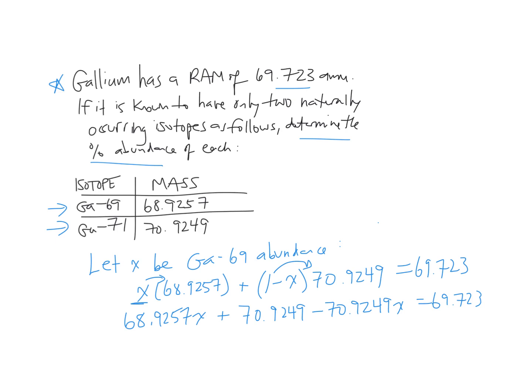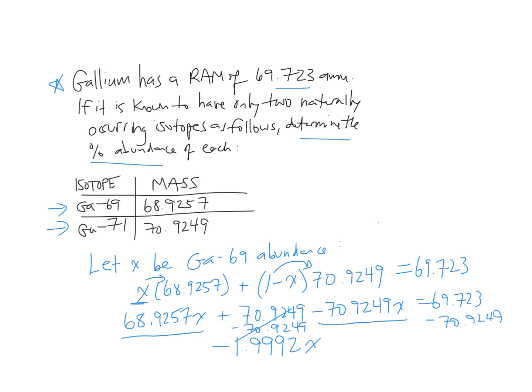Let's do the X's on the left here. If you do 68.9257X minus 70.9249X, that is going to give you negative 1.9992X. I did that on my calculator. And then if we subtract the non-X terms from each side, so we subtract the 70.9249 from each side, it's going to get a little messy, but we're going to do it over here.